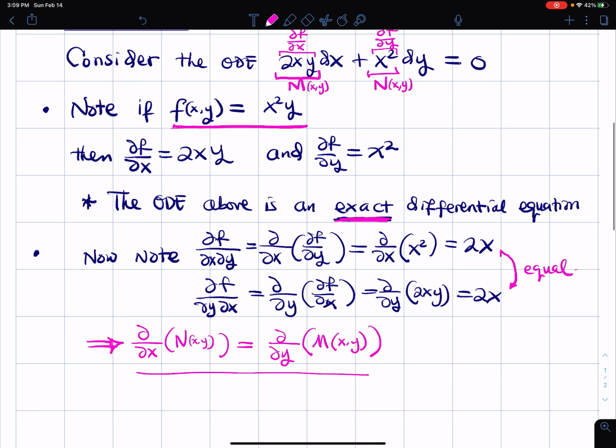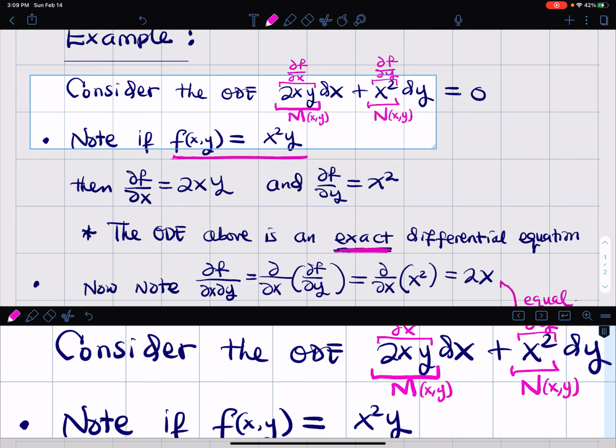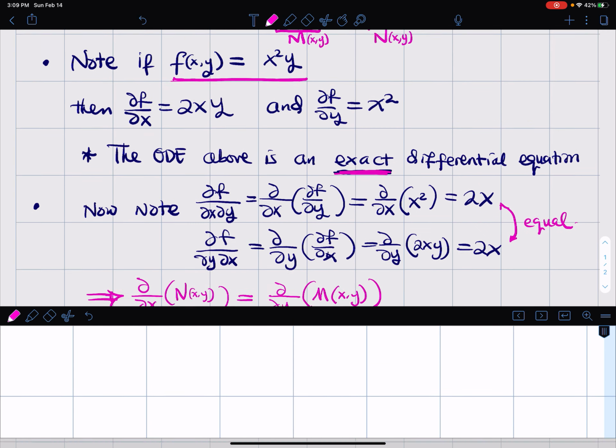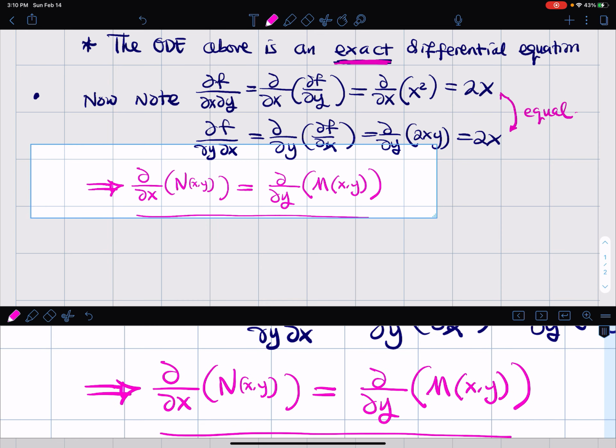What do you see? The original equation is M dx plus N dy, but it now turns out that dN/dx is also equal to dM/dy. Okay, so be careful. In the original equation, this went with dy and this went with dx. But now we have that d/dx of N is equal to d/dy of M. So don't let that trick you.